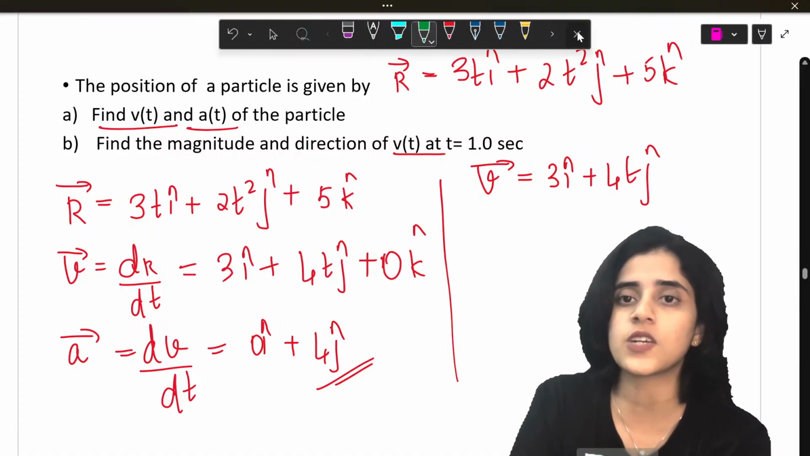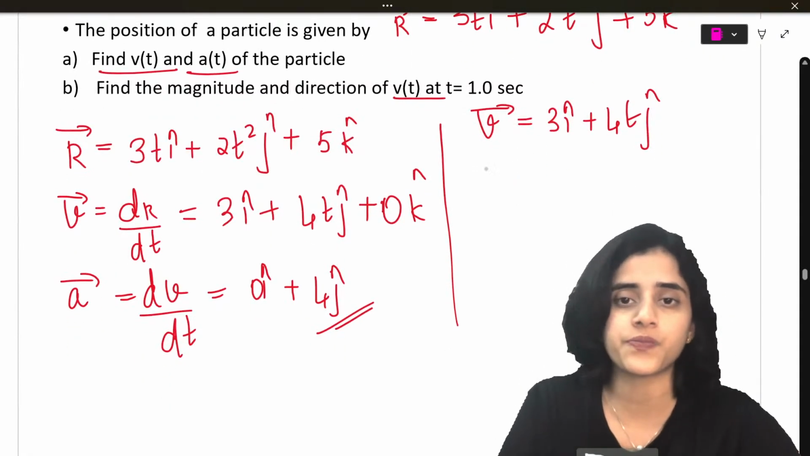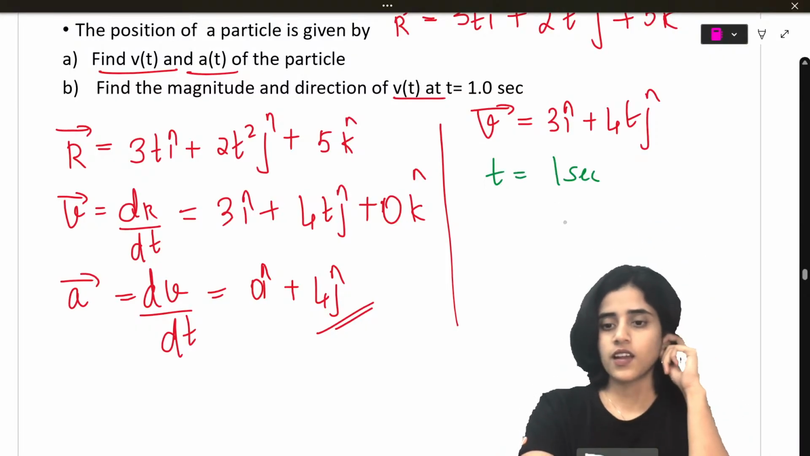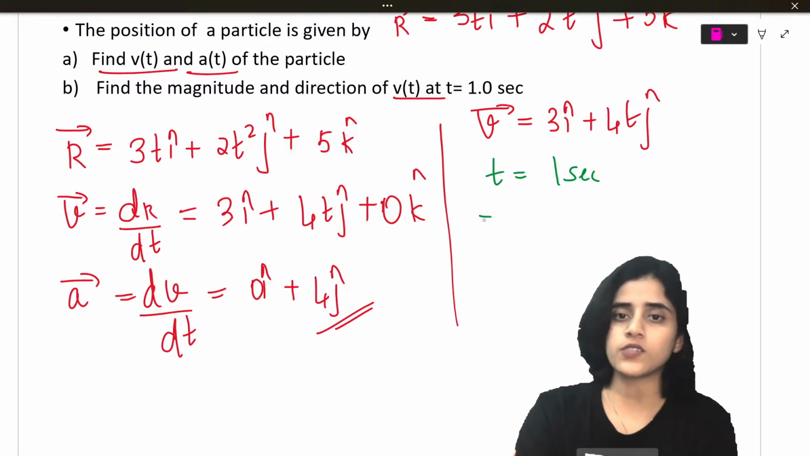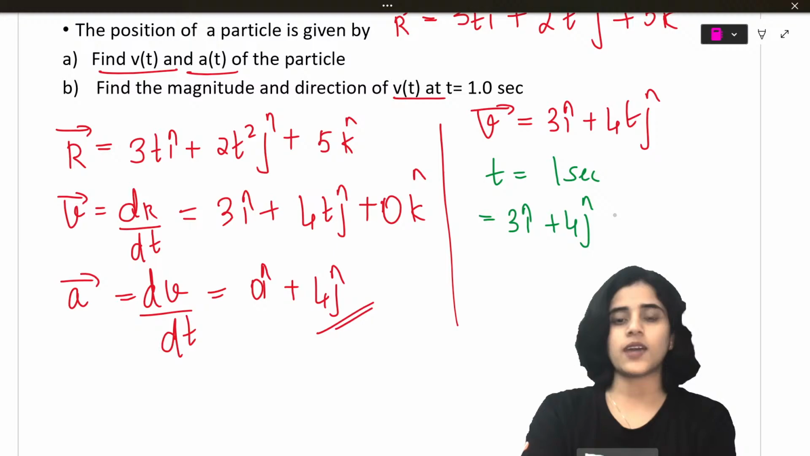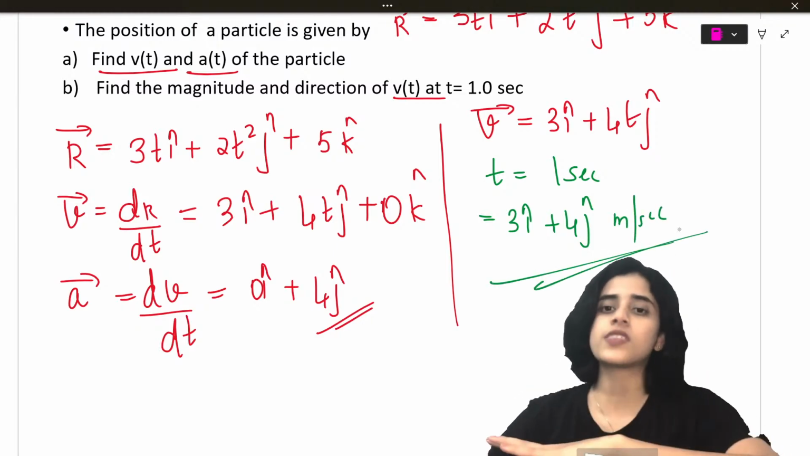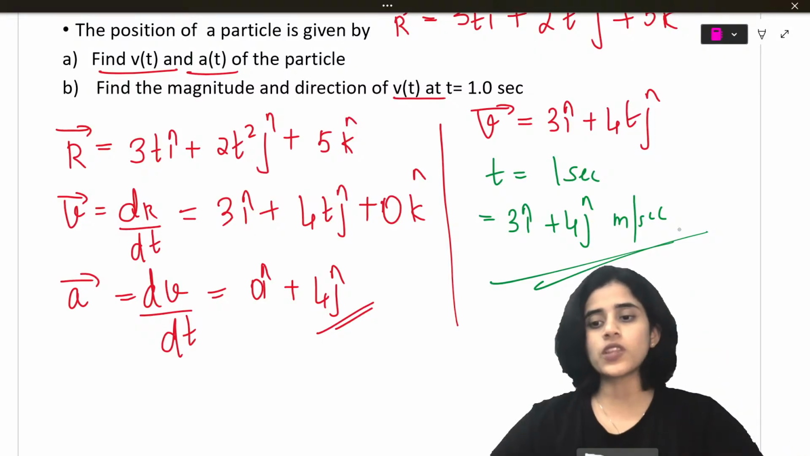So at t equal to 1 second, how do I do that? I will put t as 1. So this will be 3i cap plus 4j cap meters per second. So along the x-axis it moves with 3. Along the y-axis it moves with 4.